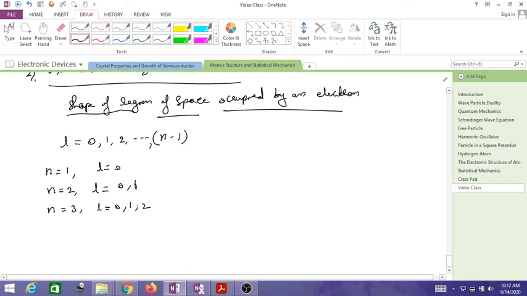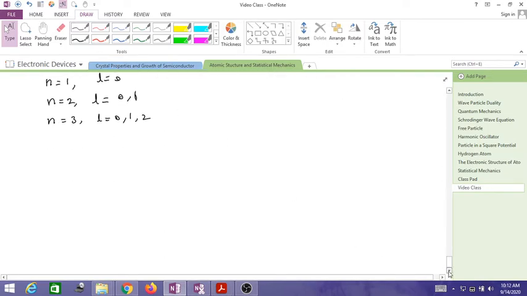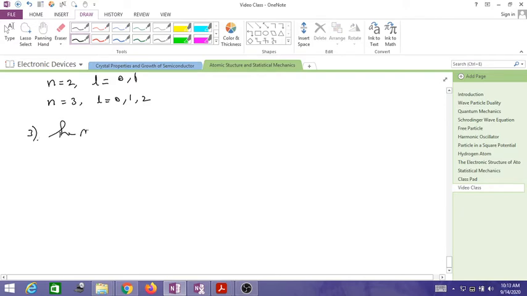So this is how we represent it. The regions of space occupied by electrons in the same subshell usually have the same shape, but they are oriented differently in space. That is another point we can remember. Next, let's talk about the third quantum number. The third quantum number is the magnetic quantum number.